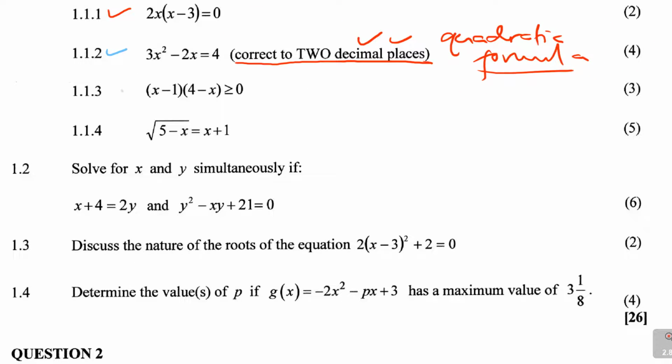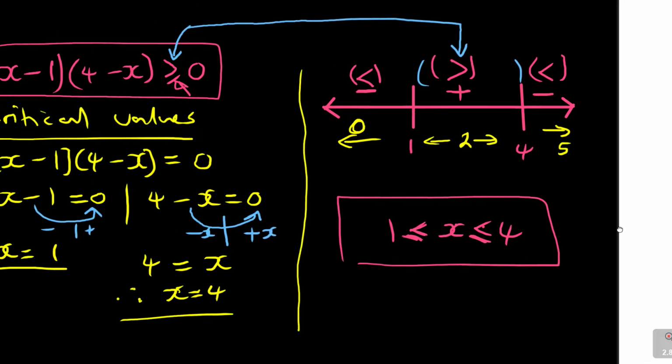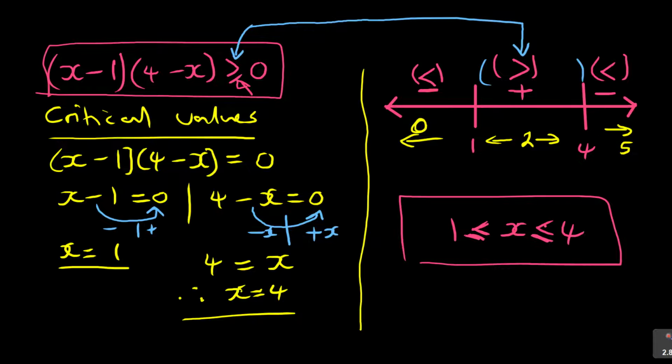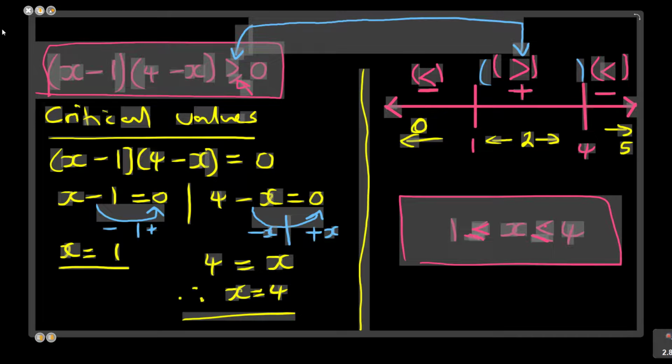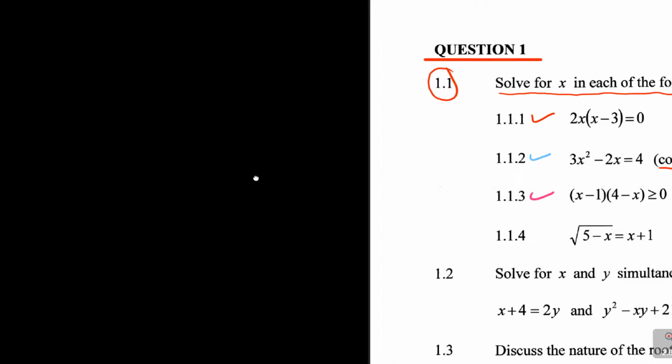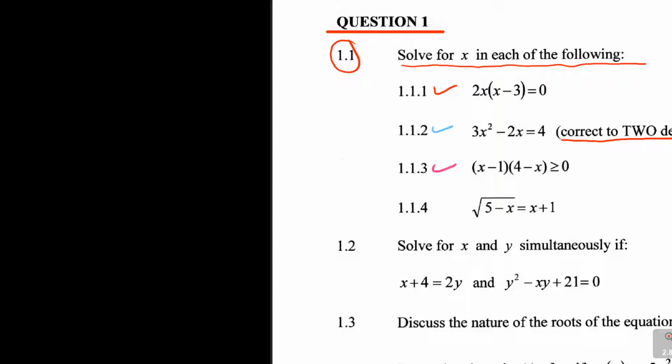1.1.3. Then look at this one, 1.1.4. 5 minus square root of 5 minus x is equal to x plus 1. We are solving for what? For x. So let me also take this away and bring in the new question. What does it say? It says square root of 5 minus x, remember this is under the square root, is equal to x plus 1. Guys, was it 4 marks or 5 marks?